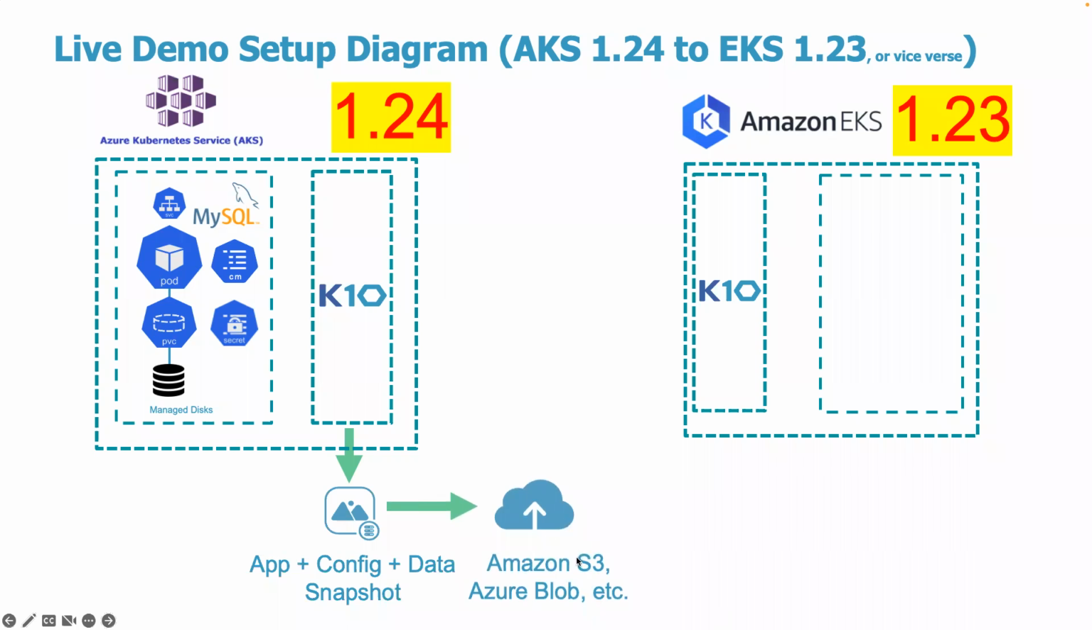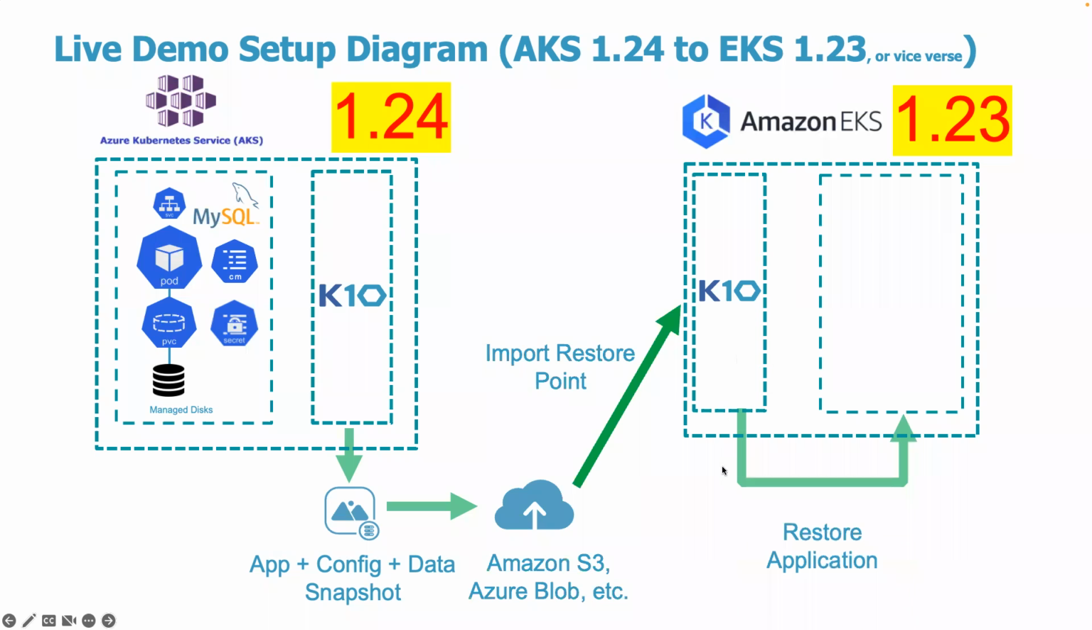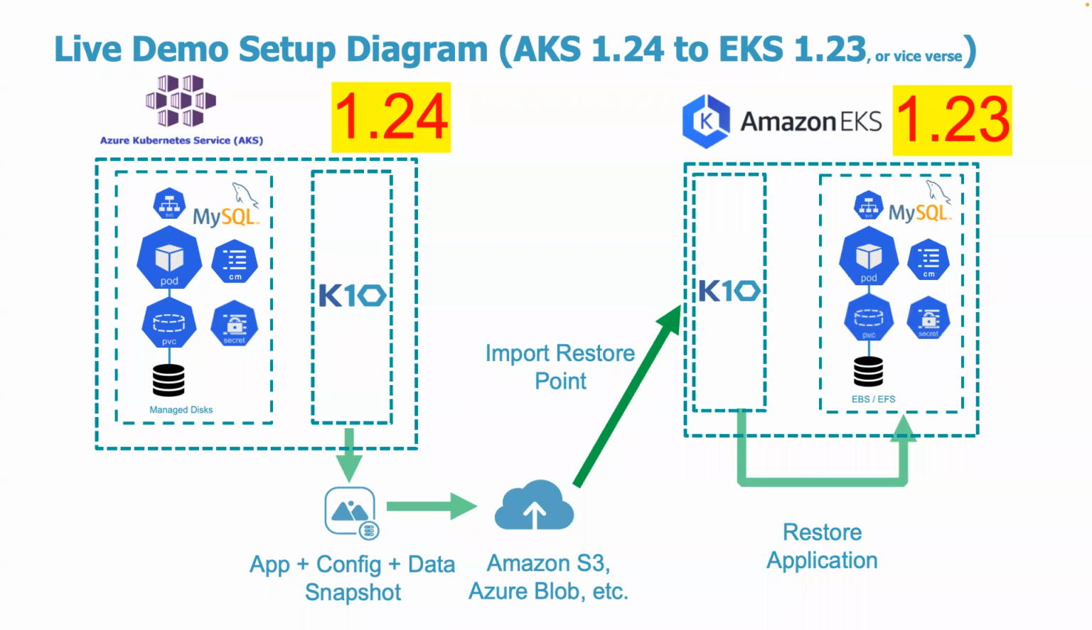Once we have the data sitting in Amazon S3, we can easily import it to my target cluster. In this case, my target cluster, Amazon EKS, is running 1.23. I have a custom K10 installed here as well. Once the import finishes, we will do the restore. By the way, it is part of one policy: we do the import, then do the restore. Once the restore finishes, everything supporting your application, MySQL, will be migrated and up and running on my target cluster. So how can we make it happen across versions, clouds, and distributions? Because of the powerful transformation engine that is part of Kasten.